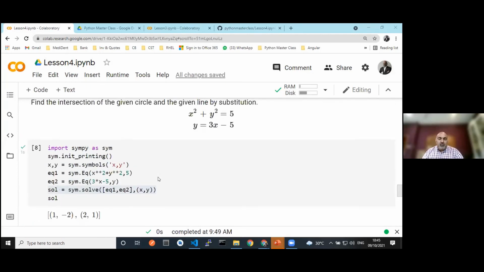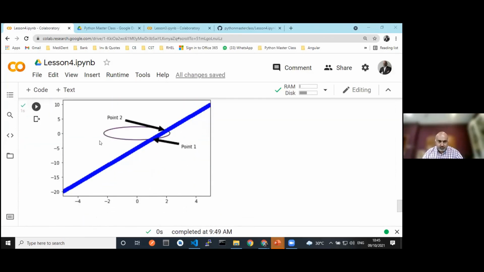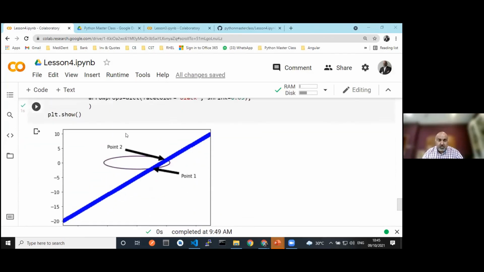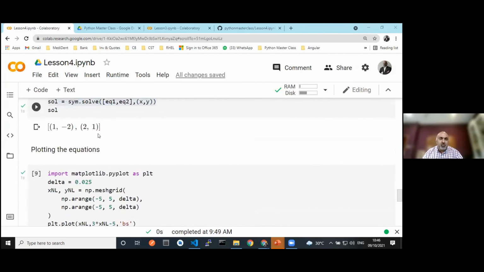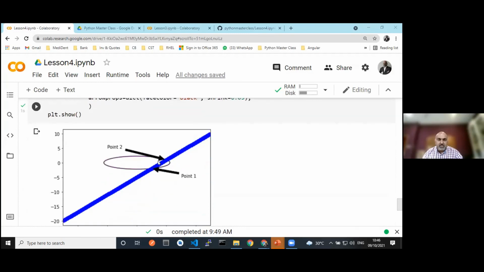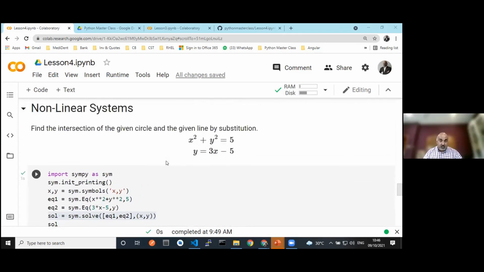So if you draw this long enough, you can see that this x squared plus y squared is actually a circle, all right? And because it's a circle, there will be two solutions to the problem, not one, because it is intersecting the circle in two points. All right, so this is a very simple example of handling non-linear equations.